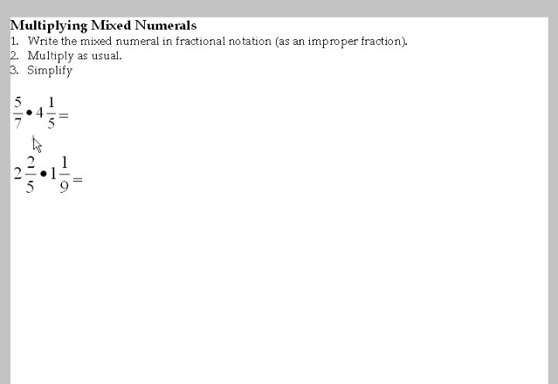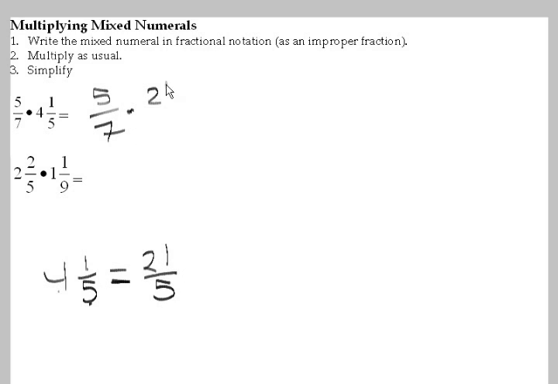So if we look at this first example here, 5/7 times 4 and 1/5. We're going to rewrite the problem: 5/7, that's already in fractional form, and then 4 and 1/5. We need to convert that into an improper fraction. So we do that by multiplying. 4 times 5 is 20, and then adding the numerator, 20 plus 1 is 21, and the denominator 5 stays the same. So 4 and 1/5 equals 21/5. So that is written up here as part of our problem. So our problem then is 5/7 times 21/5.